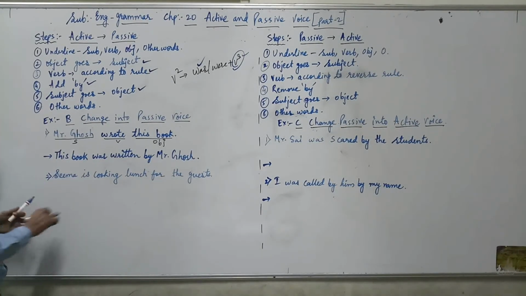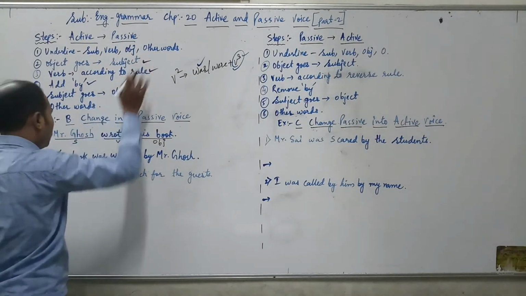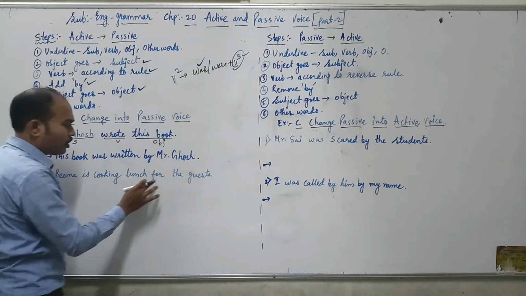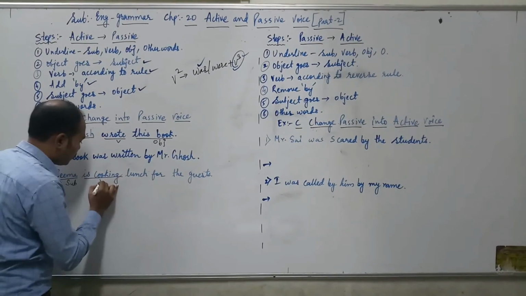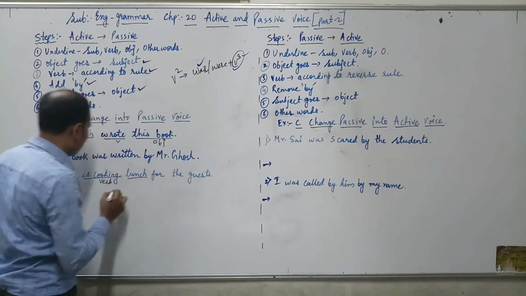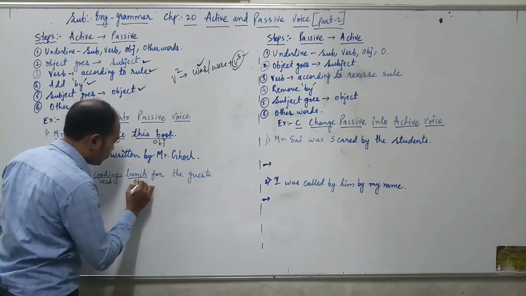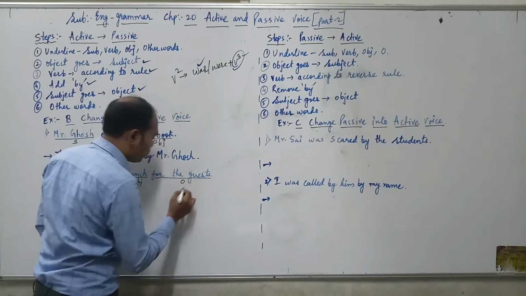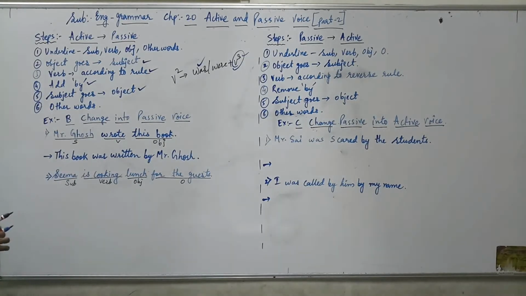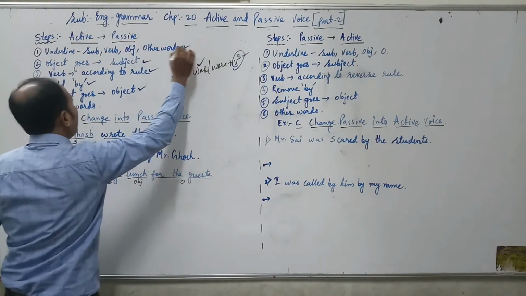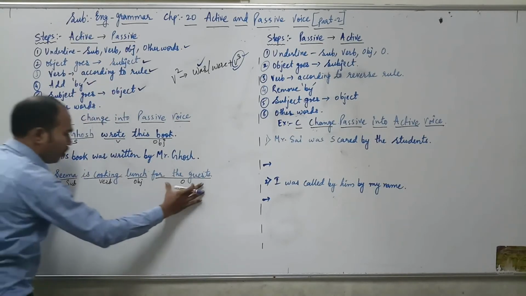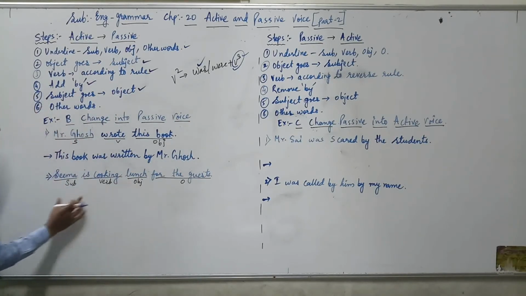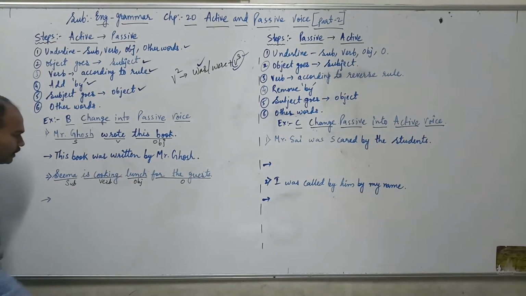Question number 2. Again, underline the subject, verb, object and other words. Seema is cooking lunch for the guests. Seema is the subject. Is cooking is the verb. Seema is cooking lunch. Lunch is the object. For the guests, other words. Okay, now we will convert it into passive. After underlining the SVO, we have to write down that the object goes to the place of the subject. The object will go to the place of the subject over here. So the object is lunch.